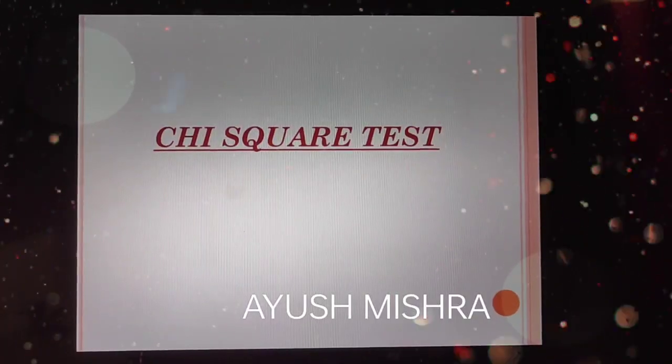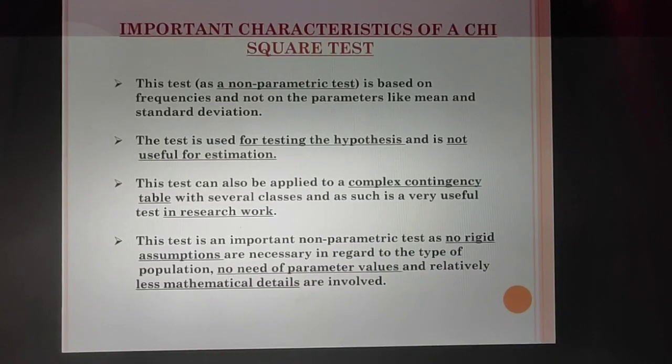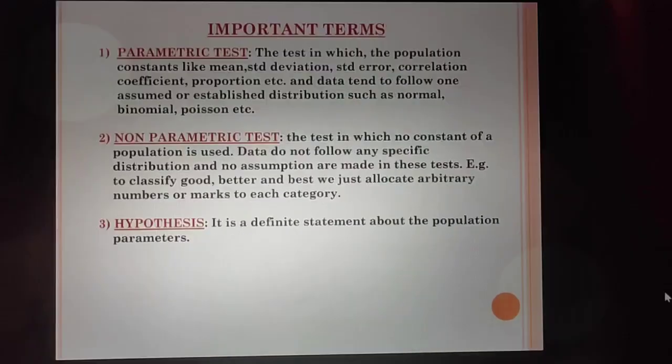Guys, today I'm going to discuss the chi-square test. The chi-square test is a non-parametric test. This test is applied for the hypothesis we assume for our problem, and it is not useful for estimation. I will also discuss how this test is performed and what the characteristics of this test are. Here are some important terms regarding the chi-square test.